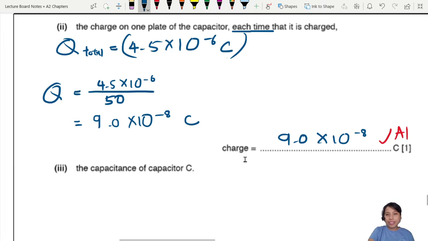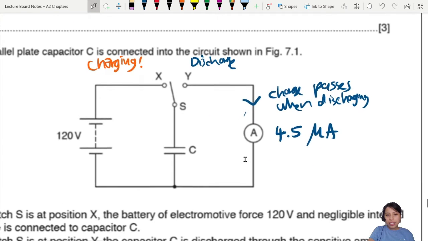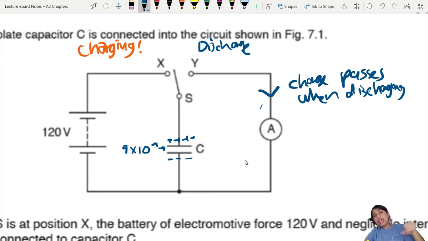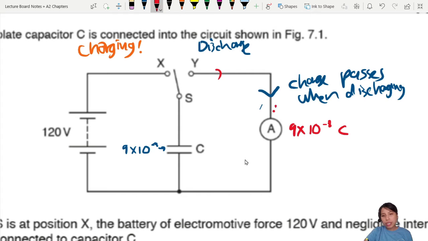Okay, I'm going to pause here and go back to this picture again. So with that information, you can think of it this way. Once you charge, there's all this Q stored here, and this Q is 9 times 10 to the negative 8 on one plate. The moment you discharge, that 9.0 times 10 to the negative 8 will go and pass by this one. This amount of charge will pass by. Imagine all the dots pass by. This many dots pass by the ammeter. So the ammeter sees that, but it's only for one discharge.